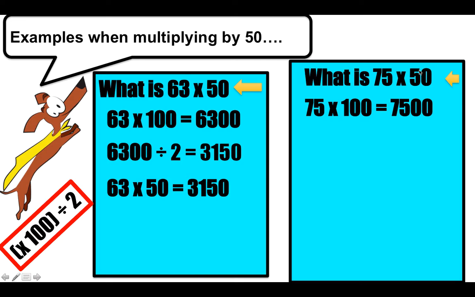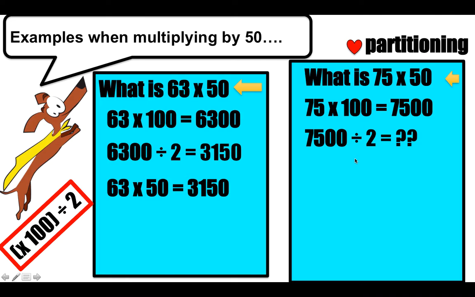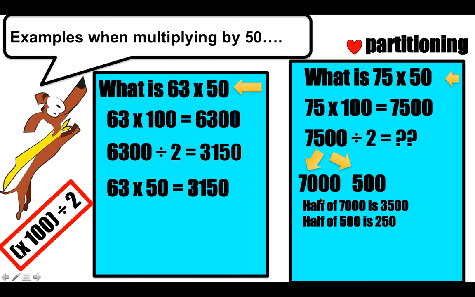Remember, we want to multiply by 50, not 100. So we need to divide our answer here by 2 because 50 is half of 100. So 7,500 divided by 2. Again, maybe it's a tricky number, so let's use partitioning. Break 7,500 into 7,000 and 500. Half of 7,000 we know now is 3,500 and half of 500 is 250.